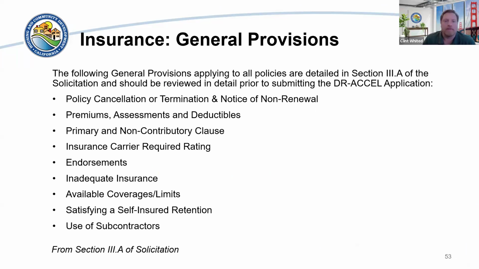And so the general provisions include policy cancellation or termination and notice of non-renewal, premiums, assessments, and deductibles, primary and non-contributory clause, insurance carrier required rating, endorsements, inadequate insurance, available coverages or limits, satisfying a self-insured retention, and insurance requirements applicable for the use of subcontractors.